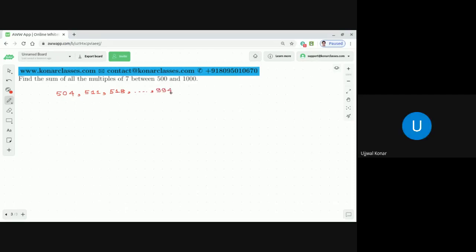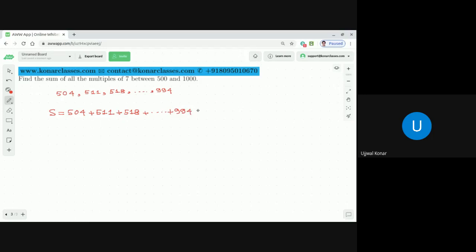So, in simple terms, from this word problem, we constructed an AP. Correct? Yes. And all we need to find is the sum of all these terms of an AP. So, what is that sum? Suppose let's assume that sum is equal to S. That means S is equal to 504 plus 511 plus 518, and in that way it will continue till 994.